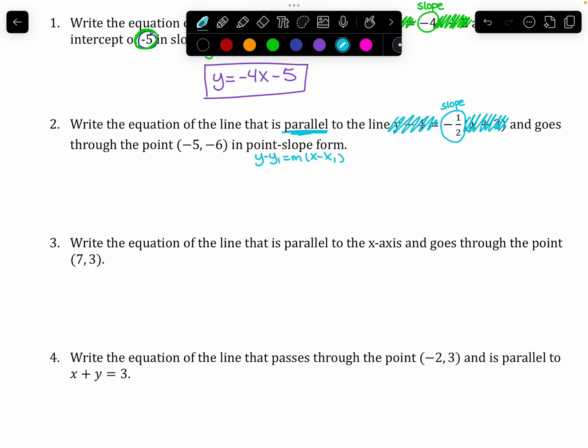Because I'm writing my equation in point slope form, I also need a point. Well, lucky for us, they give us a point. Remember that this is your x1 and this is your y1. Remember that when they get put into point slope form, the x and y change places and they change signs. So my final equation in point slope form of a line that is parallel to the given line that goes through the point negative 5, negative 6 will be y plus 6 equals, bring down that slope that you grabbed a second ago, negative 1/2, times x plus 5. There is your equation in point slope form. Beautiful.